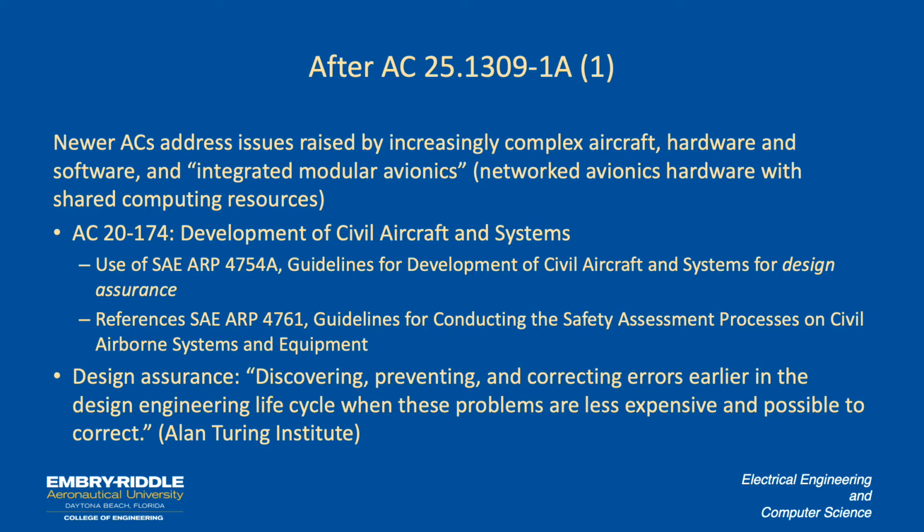So design assurance is just very meticulous software and hardware design. Discovering, preventing, and correcting errors earlier in the design engineering lifecycle when these problems are less expensive and possible to correct. That's from the Alan Turing Institute. So it's a very structured, constantly watched development process where everything is documented, everything is recorded, records are kept, and a reduced amount of change only happens under certain conditions, and different levels of change are allowed for different levels of safety.